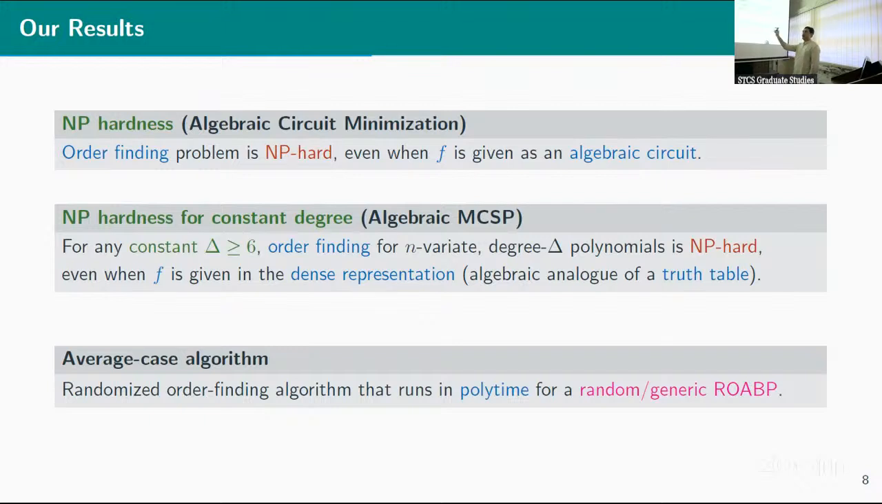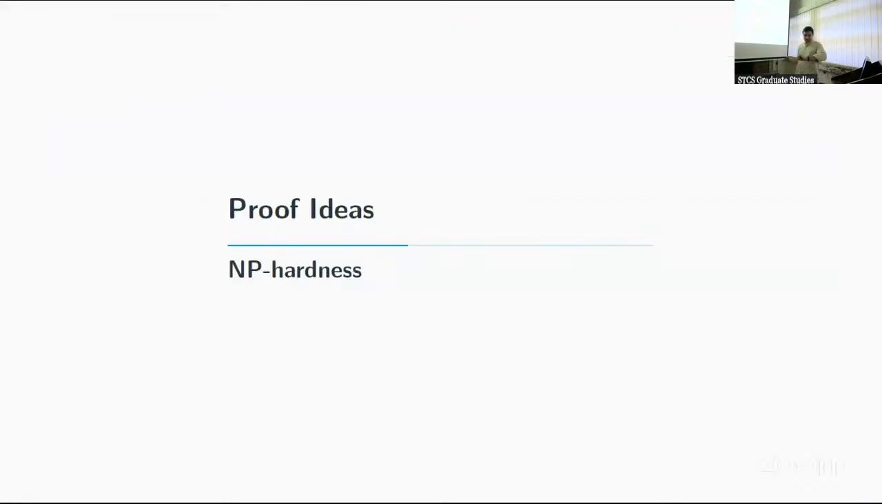So these are some of the results: NP hardness for some cases of order finding, and a randomized average case algorithm. If you're doing average case, what is the randomness over? Yeah, so these are the results. The proofs are not very technical, so I'll try to give you the idea of how we are doing this.